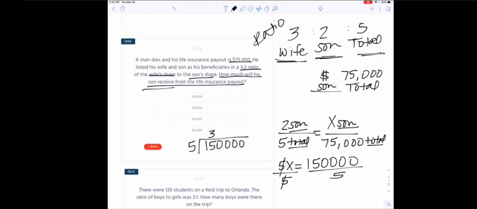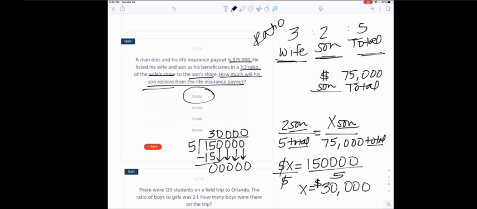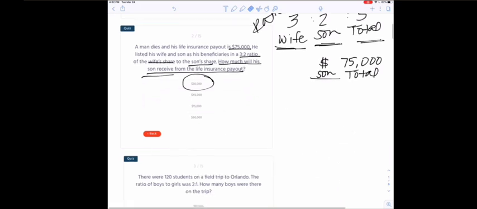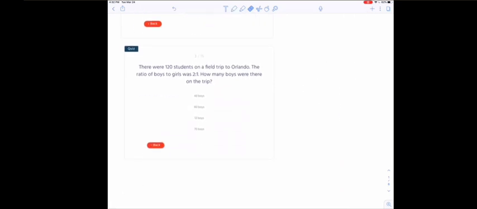5 goes into 15 3 times. 5 times 3 is 15. Now to bring down all these zeros. 0, 0, 0, 0. X equals $30,000. That's what the son gets. Okay. Now that we got that, let's move on to the next one. I want to encourage you, now that we've done a practice round, to give this one a try on your own. Okay? When you're ready, let's go ahead and do it.